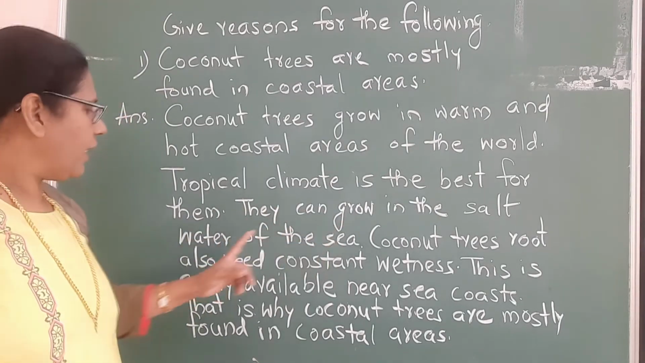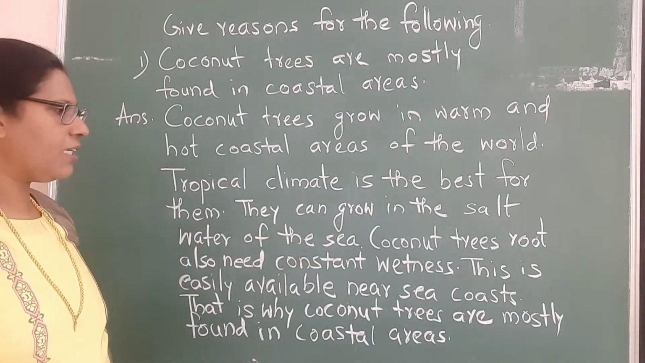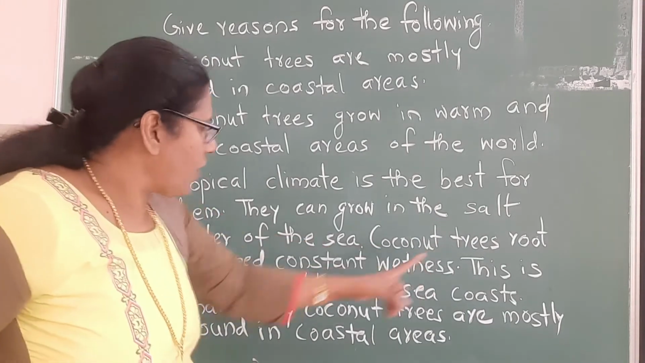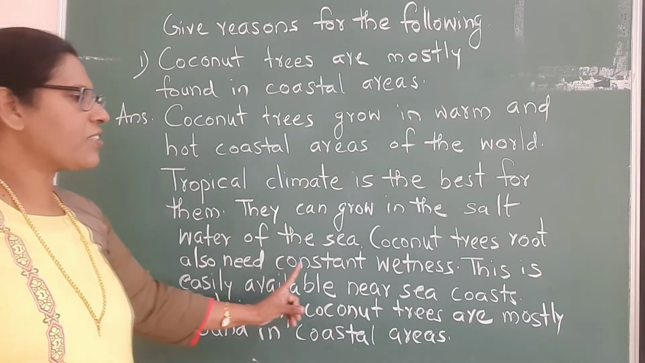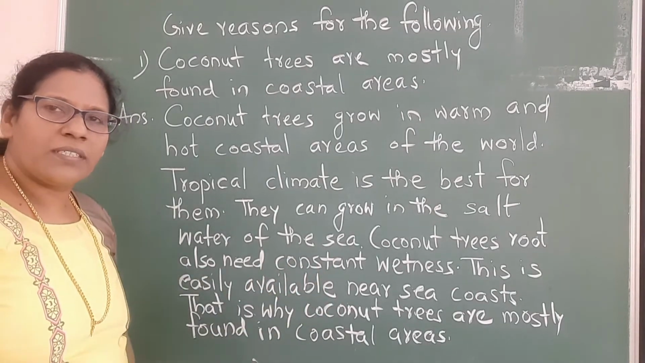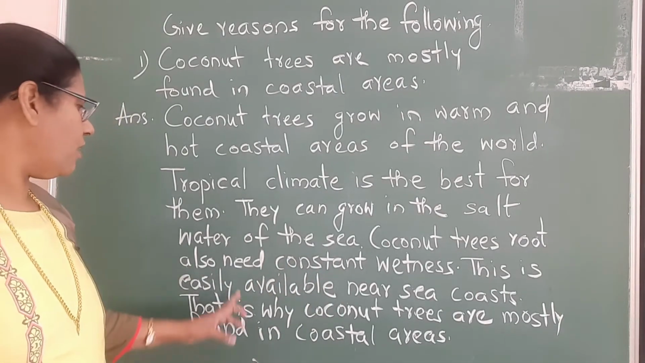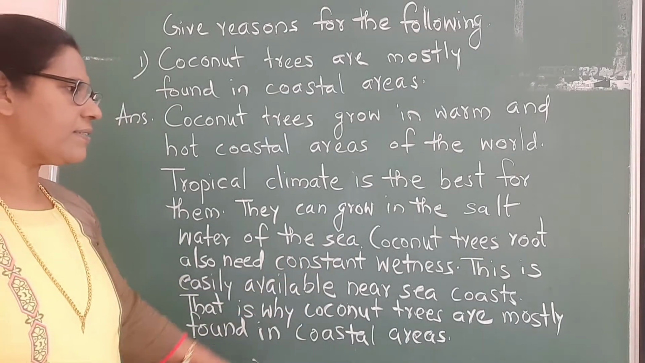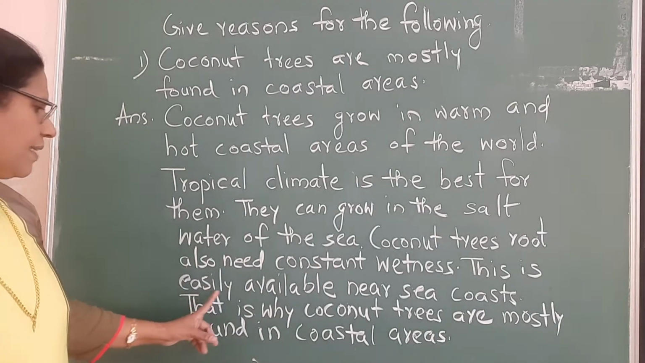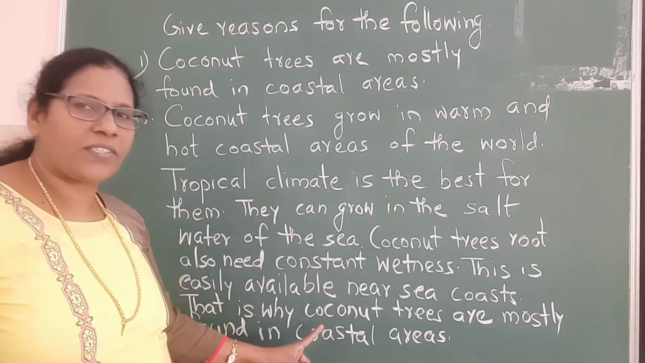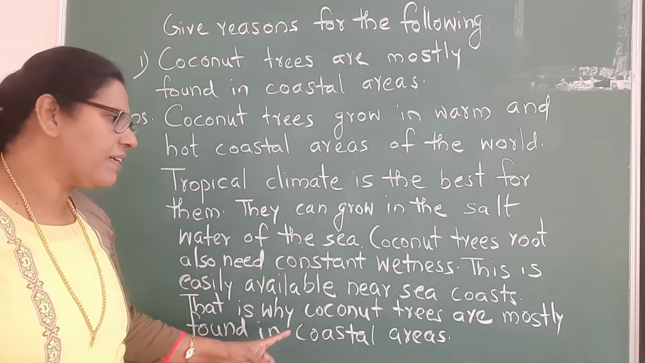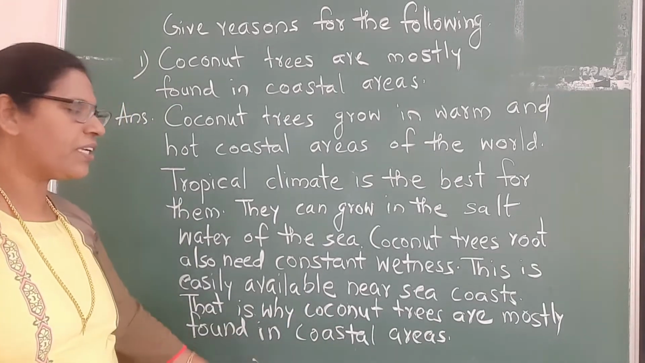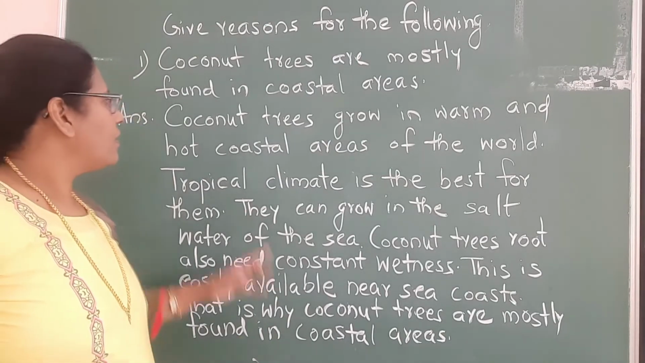They can grow in the salt water of the sea. Even in salt water, coconut trees can grow. Coconut trees' roots also need constant wetness, always wetness. This is easily available near the sea coast. That is why coconut trees are mostly found in coastal areas.